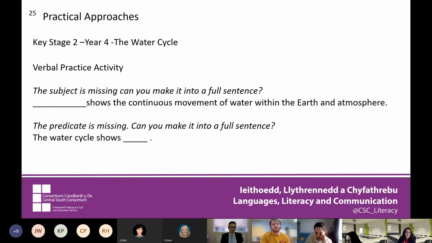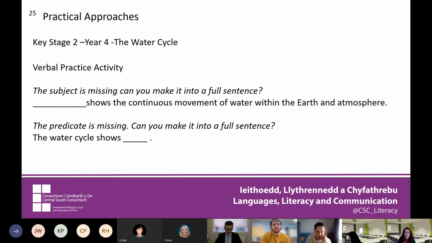Or you can say, the predicate is missing, can you make it into a full sentence? The water cycle shows blank. So then you'd want them to do it in reverse. The answer is the continuous movement of water within the earth and atmosphere.